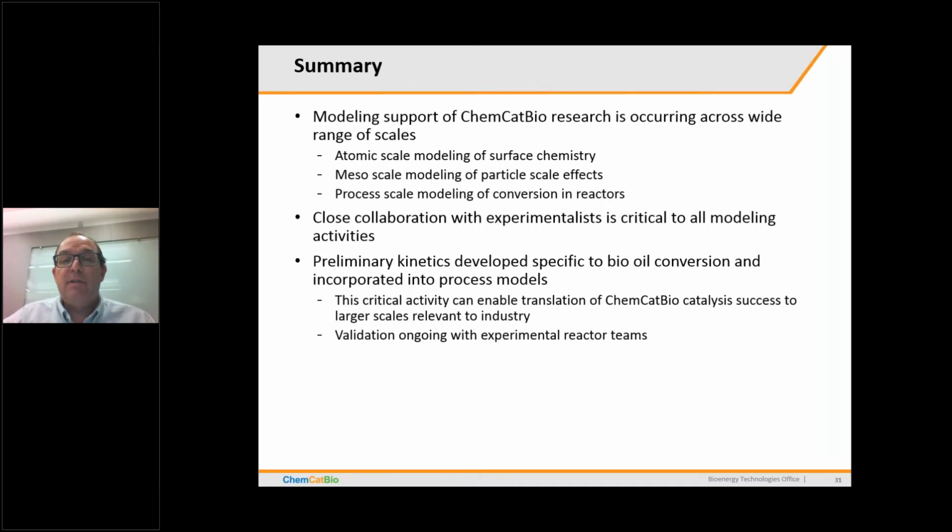Again, we thank the experimentalists in the program and also our industry advisors that have been helping us to get this work done. We're excited about the kinetics that are coming with this and our application of those, and we look forward to more experimental validation of that as we go forward in the program.